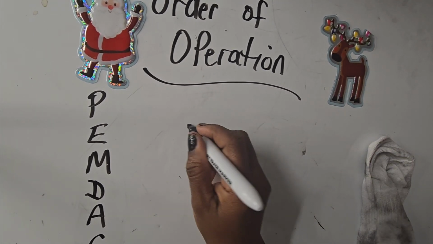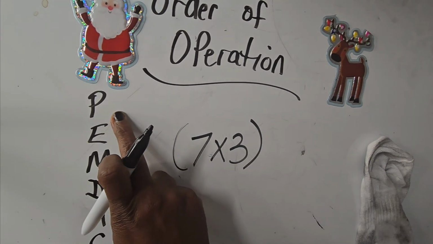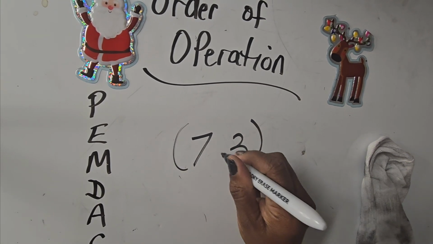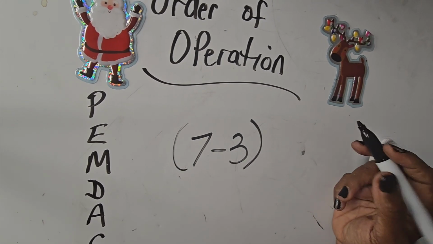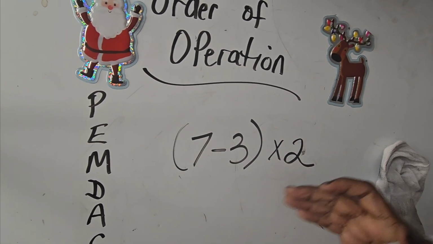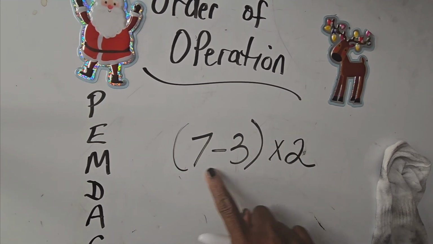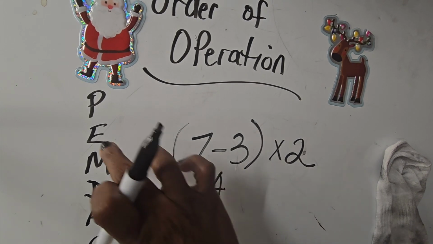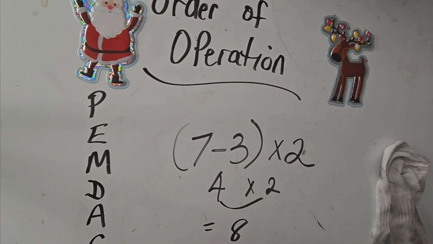All right, let's do another parentheses. 7 times 3. Parentheses. Or maybe I'll do, sometimes I don't like to use the times. It gets too big maybe. 7 take away 3. And then maybe I'll do the times on the outside. Okay? Again, the parentheses right here happens first. 7 take away 3 would just give me 4. So you got 4 for your parentheses. Then you multiply next because you don't have an exponent. And then 4 times 2 is 8.